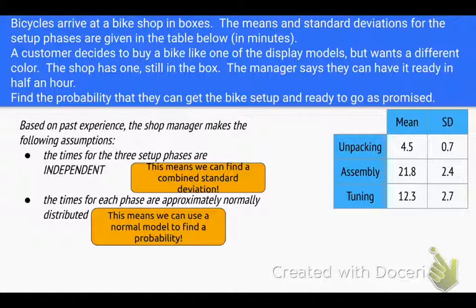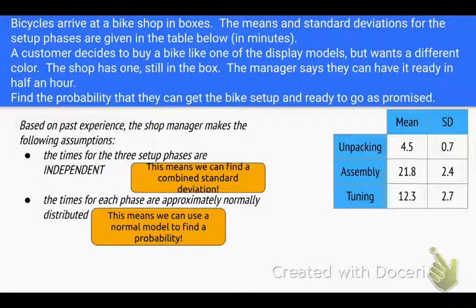So let's go to a new concept where we might have independent events. So bicycles arrive at a bike shop in boxes. The means and standard deviations for the setup phases are given in the table below in minutes. A customer decides to buy a bike like one of the display models, but wants a different color. The shop has one still in the box, and the manager says that they can have it ready in half an hour. Find the probability that they can get the bike set up and ready to go as promised.